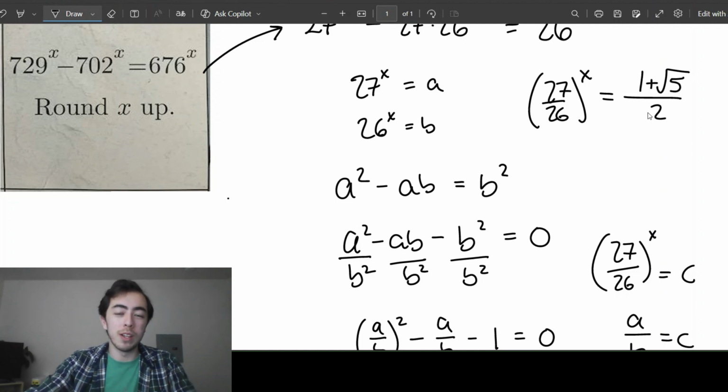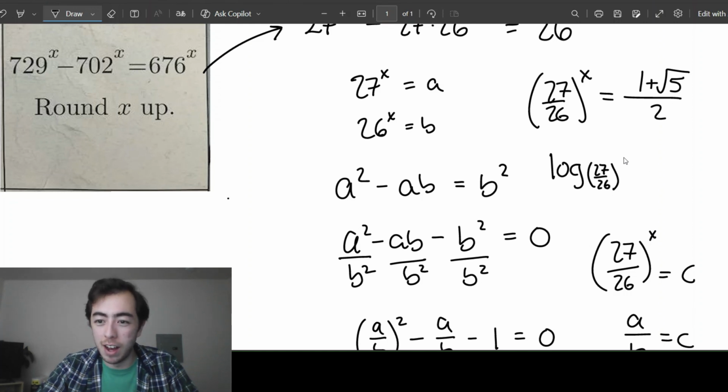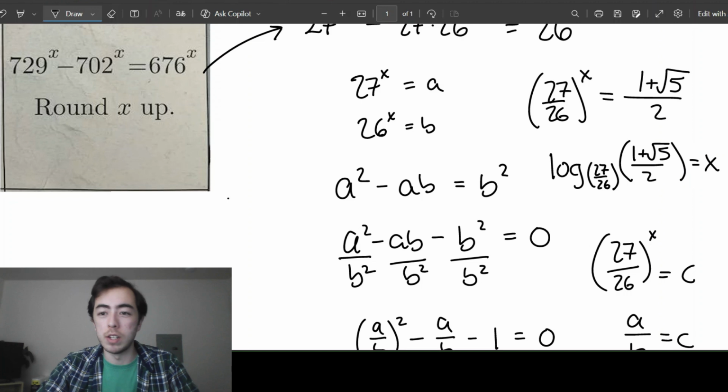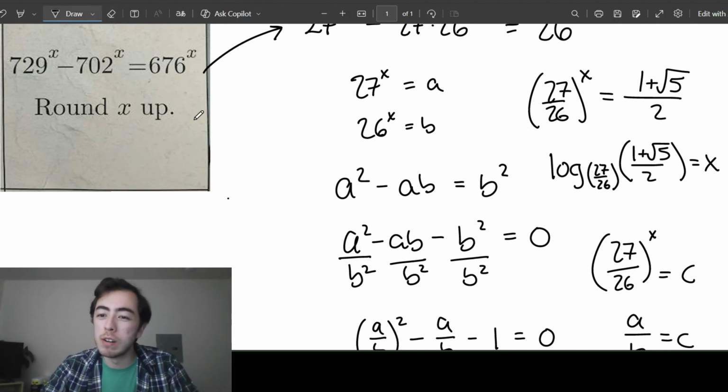And now all we need to do is just hit it with a logarithm, and we basically have our exact value for x. It's a little strange, but I could rewrite this as log base 27 over 26 of 1 plus root 5 over 2 is equal to x. This is just like the logarithm definition of rewriting exponential equations. Now that's a little bit weird, so I guess I could use some log rules to rearrange stuff. I mean, I don't really need to, but why not?